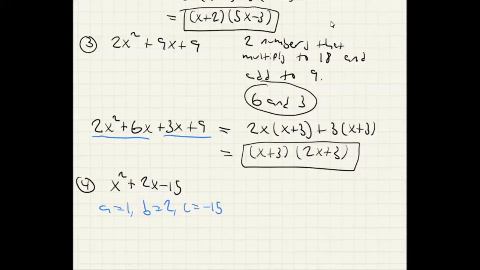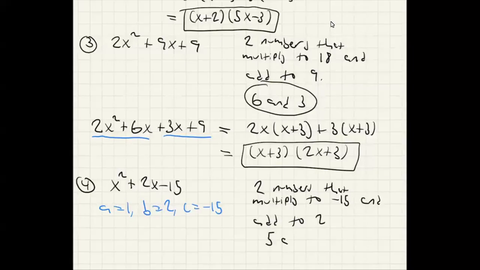So you still do the same process. Even though a is 1, you find two numbers that multiply to negative 15 and add to 2. That's 5 and negative 3. So then you have x squared plus 5x minus 3x minus 15.